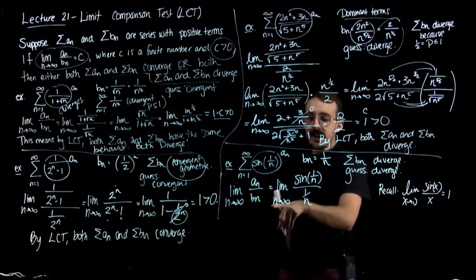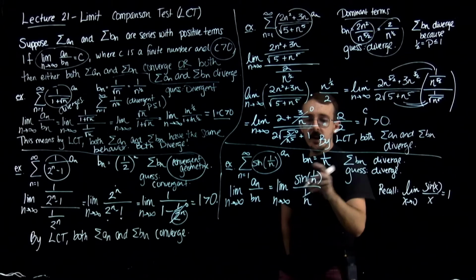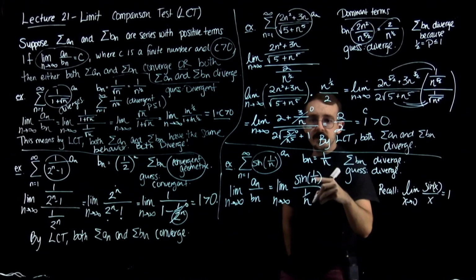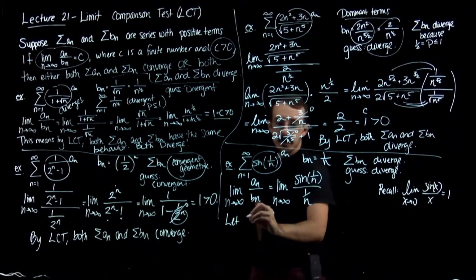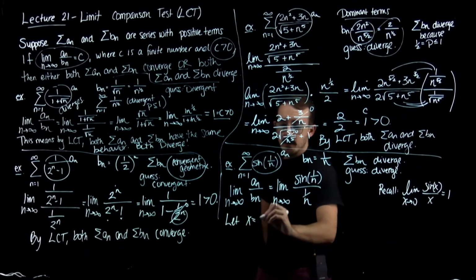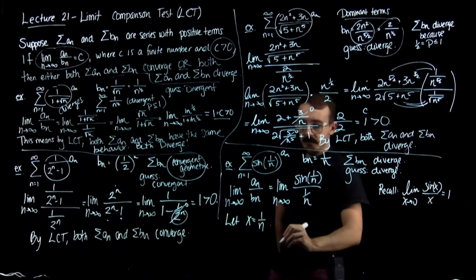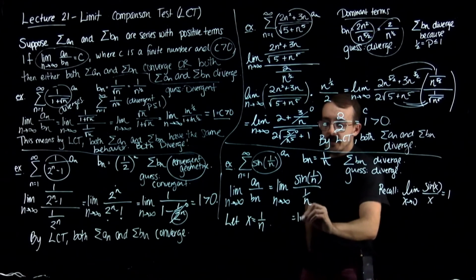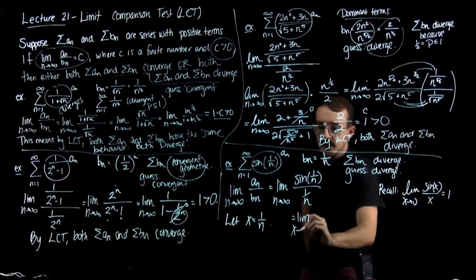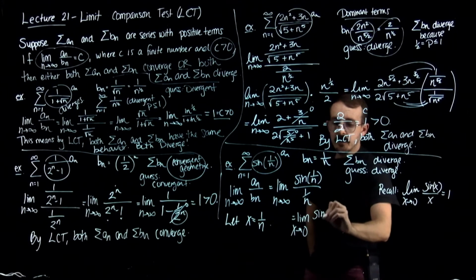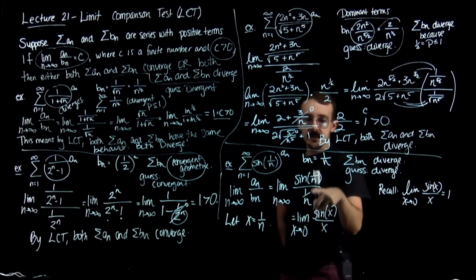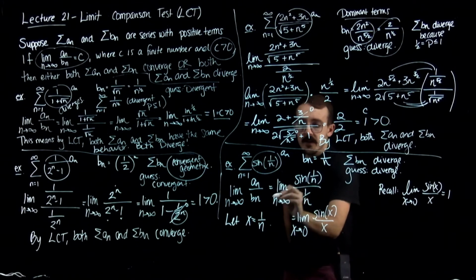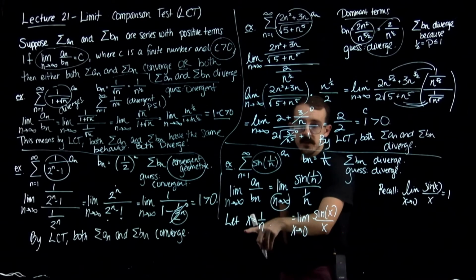What's happening here? As n goes to infinity, the inside here goes to 0, and this goes to 0. So they're both going to 0. So I'm just going to make a substitution. I'm going to say, let x equal 1 over n. Then as x goes to 0, you have sine of x over x, because I'm replacing the 1 over n's with x's. And as n goes to infinity, 1 over infinity goes to 0.